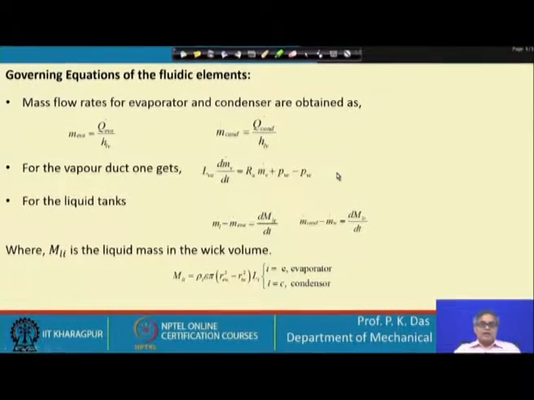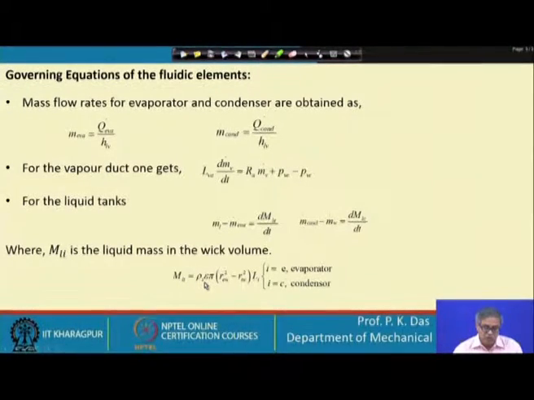And then there are ducts. We have conceptualized a duct which is carrying the vapor. For that some sort of a pipeline equation with resistance etcetera we will get like this. For liquid in tank we will get this kind of equation, 2 liquid tanks, one for evaporator and one for condenser, we will get these 2 equations. MLI is the liquid mass in the wick volume. So, in the wick volume whatever liquid mass is there, that we can get.